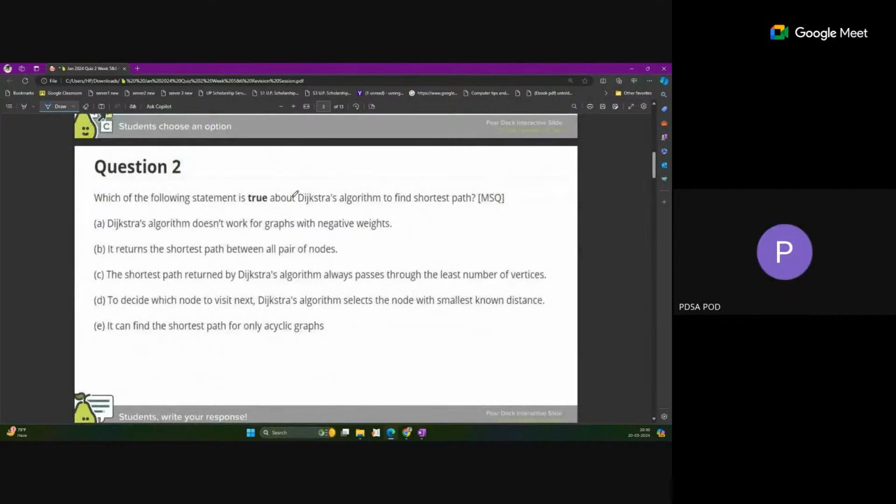Now the second is this question: which of the following statements is true about Dijkstra's algorithm to find the shortest path? So this is a conceptual, theoretical question.